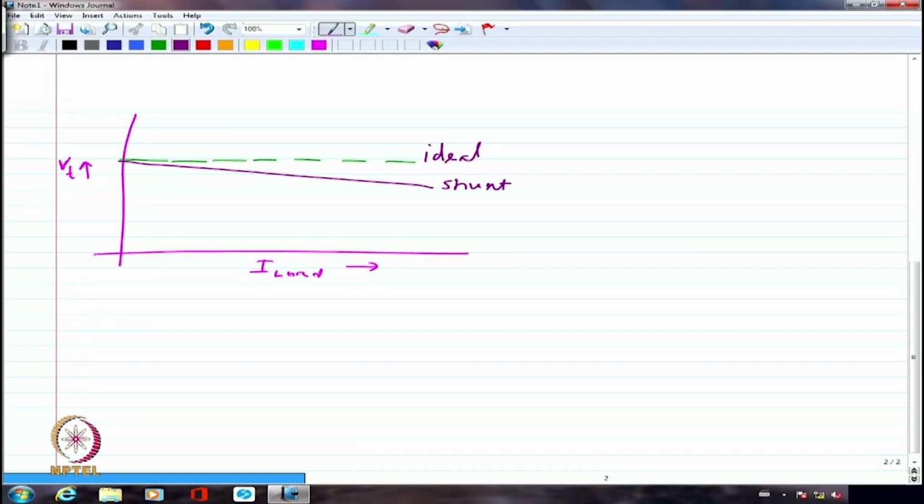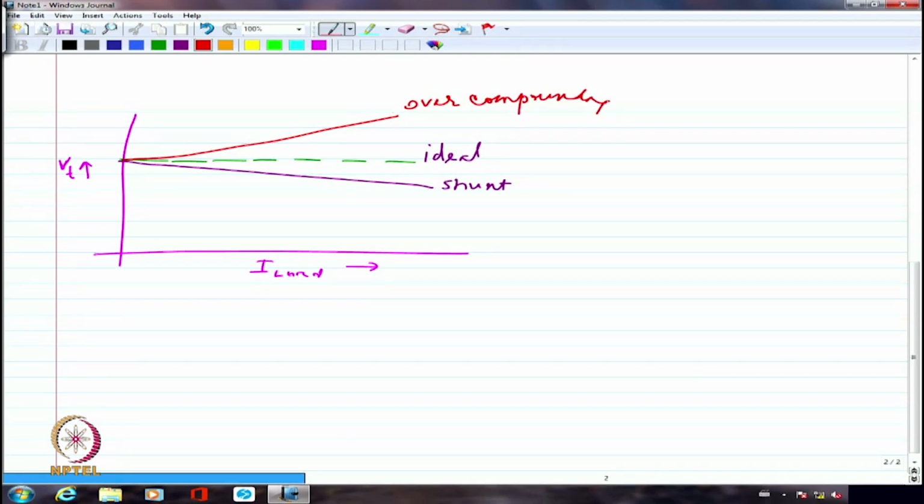But if I am providing compensation with the help of having a series winding, which will actually increase the overall flux, because the overall flux is going to be phi shunt plus phi series, I can provide excessive amount of compensation, in which case probably the voltage will rise quite a bit. So I would call this over compounding.